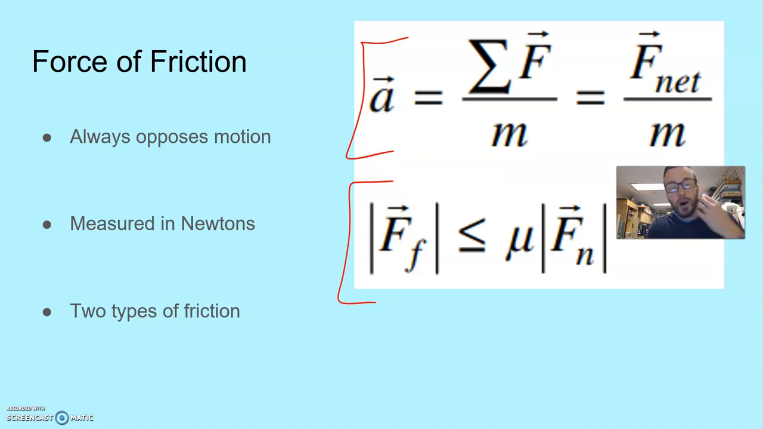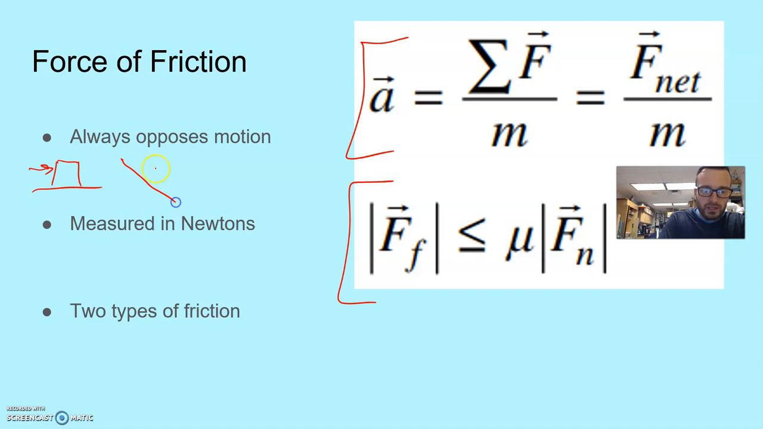Friction always opposes motion, as we've said before. Three quick examples I always like to give. If I have a box sitting on the ground and I push on it and it doesn't move, why does it not move? Because friction is pushing back on me. Something is not going to move until I push harder than friction does.